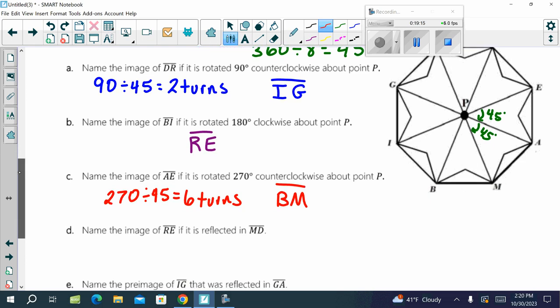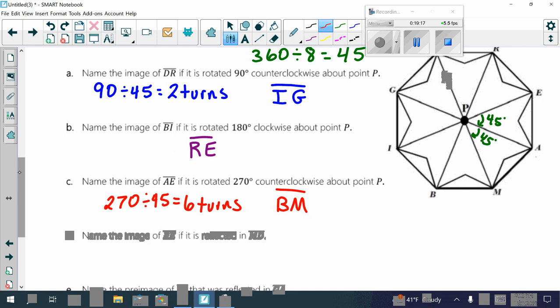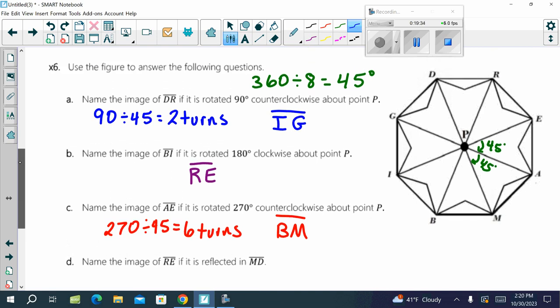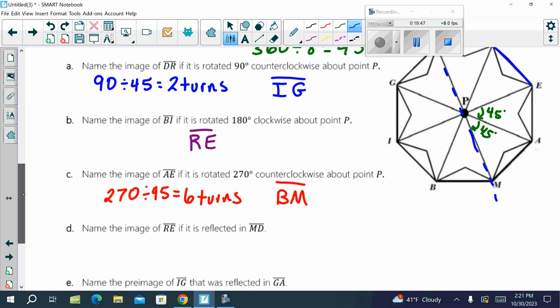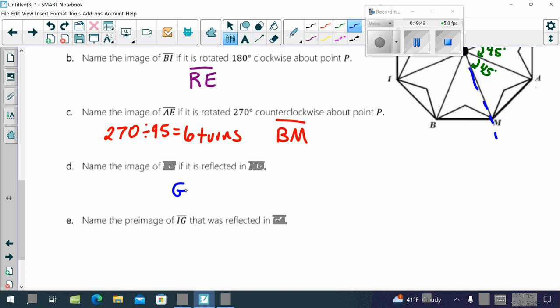Counterclockwise. Counterclockwise. All right. Name the image of RE if it's reflected over MD. So if we make a line of reflection at ME and we want to put RE on the other side, where's it at? GI. Very good.